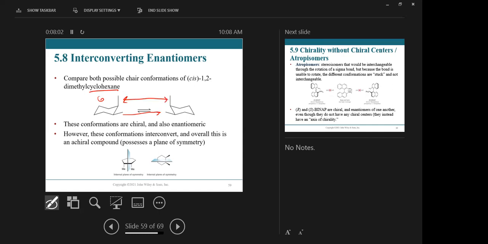These conformations are chiral and are also enantiomeric. I shouldn't say we have a mirror plane. They mirror each other is what I should say. That's a proper term. However, these conformations interconvert, and overall, this is an achiral compound. They possess a plane of symmetry.